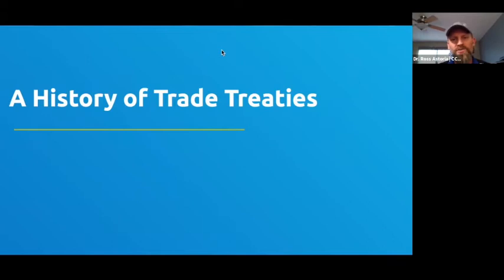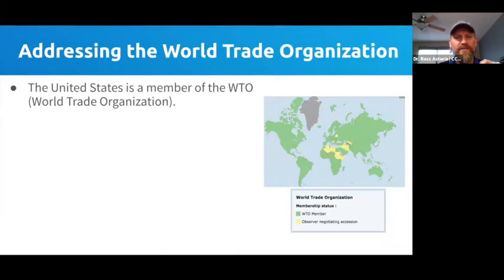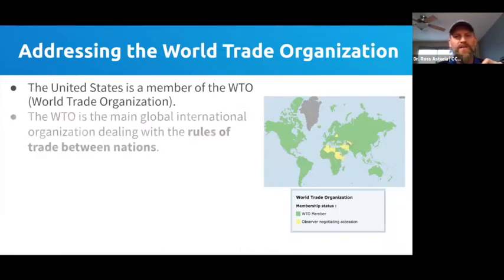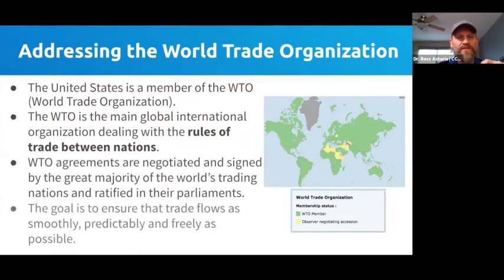Our major trade treaty that we're going to be working with here in the context of border carbon adjustments is the General Agreement on Tariffs and Trade. The General Agreement on Tariffs and Trade is a part of a suite of trade treaties administered by the World Trade Organization. Together, these form a set of rules of trade between nations.